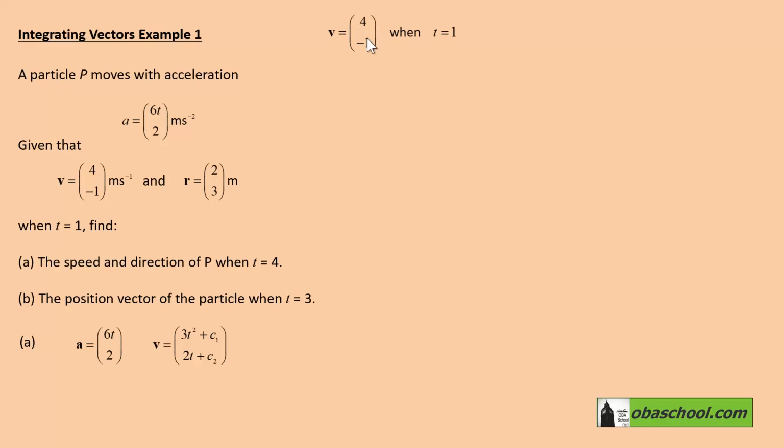We know that v is (4, -1) when t equals 1. So (4, -1), that's going to be v of 1. Here, I've substituted, if t is 1, this is 3 plus c1, and if t is 1, this is 2 plus c2. That tells us, looking at the i component, that c1 must be 1, and that c2 must be -3. So the velocity is (3t squared plus 1, 2t minus 3) meters per second.